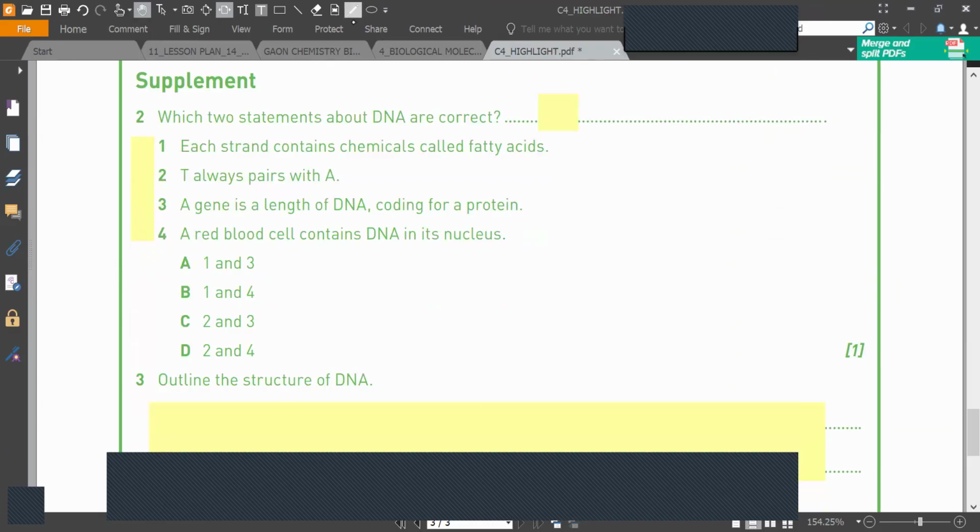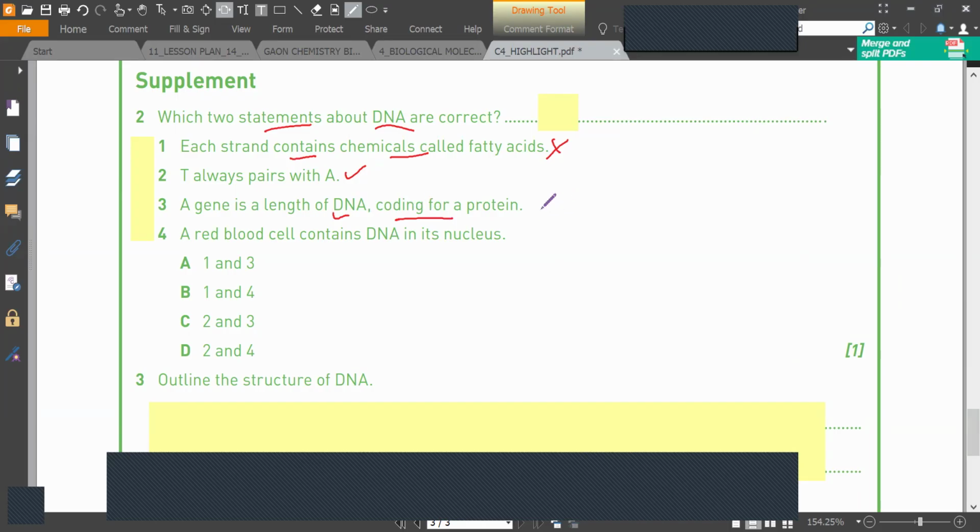Which two statements about DNA are correct? Each strand contains chemicals called fatty acid. No, DNA has no fatty acid. T always pairs with A. Yes. A gene is a length of DNA coding for a protein.